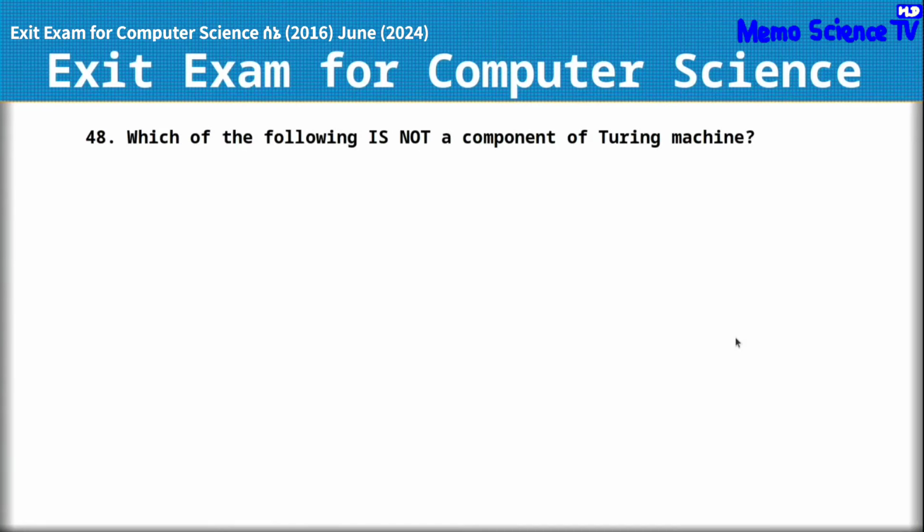The other question is: which of the following is not a component of a Turing machine? A. Read write head. B. Control unit. C. Stack. D. Tape.